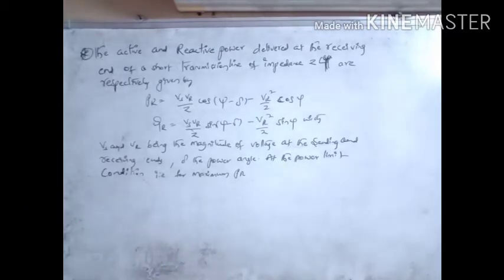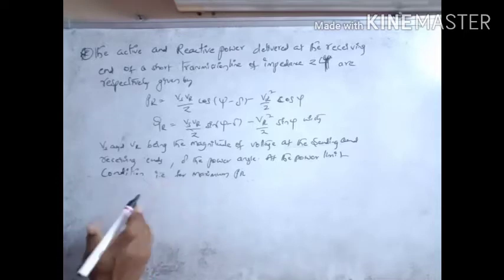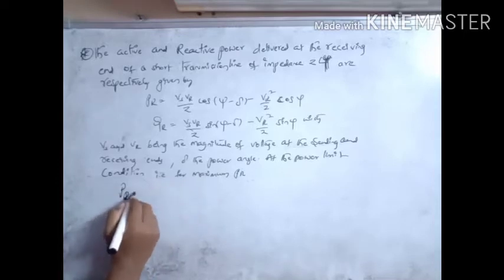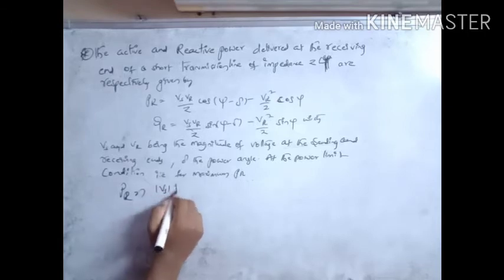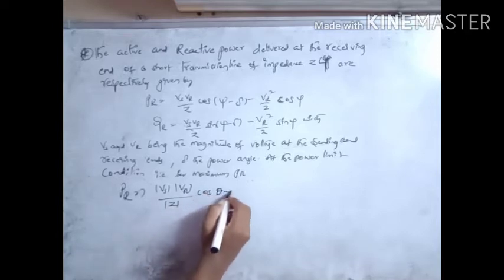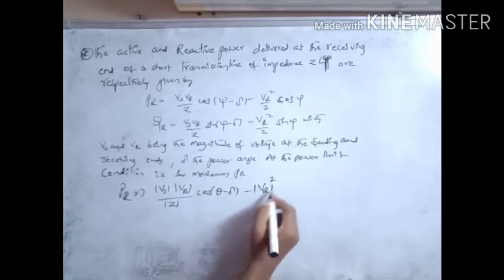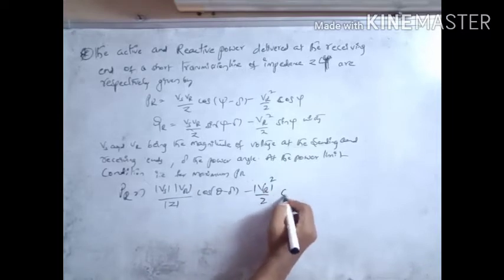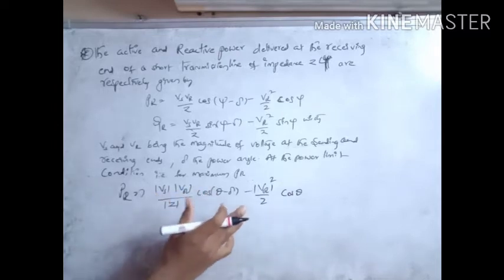The solution for this question will be identified from the power flow equation for a short transmission line. The receiving end power equation for a short transmission line can be written as Vs Vr magnitudes by Z impedance, cos(theta minus delta) minus Vr square by Z cos theta. This is the receiving end active power.